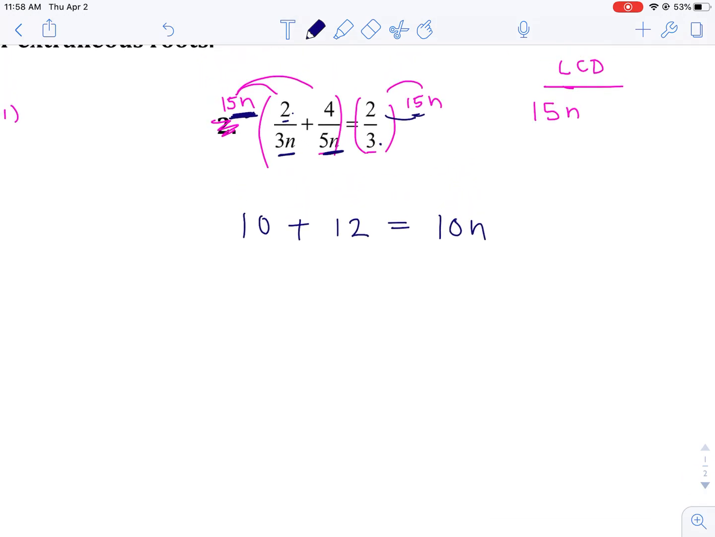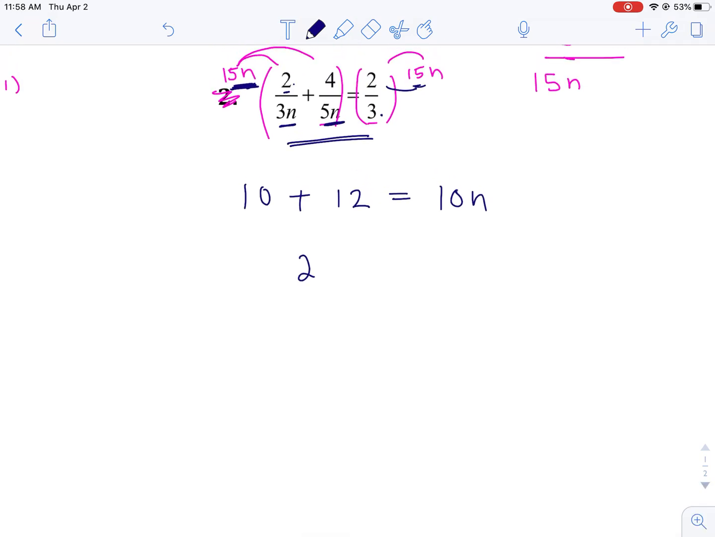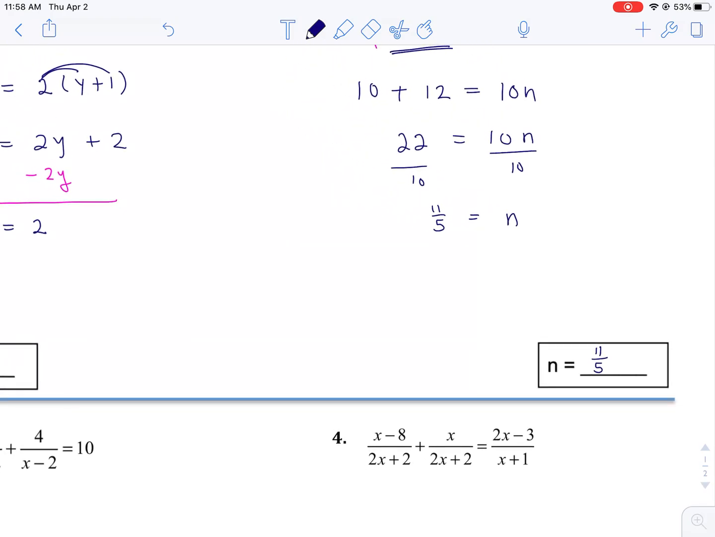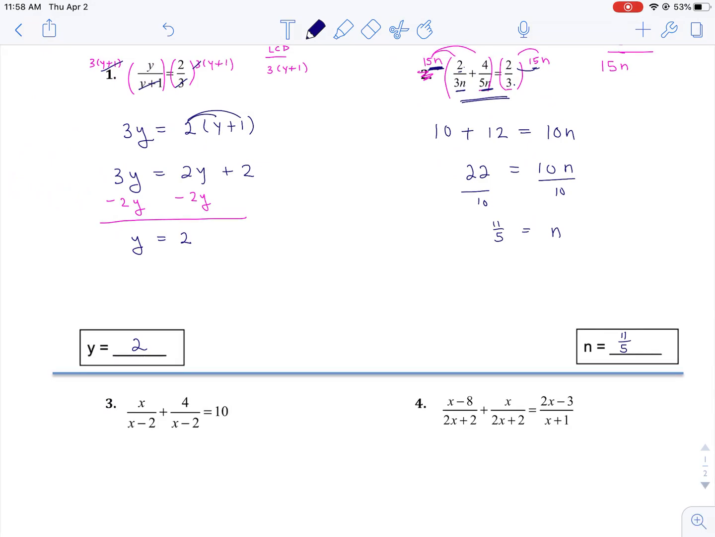And again, you could see that what was a horrible equation looks so much easier right now. So if I add this up, 10 and 12 gives 22. And if I divide both sides by 10, I got n is equal to 22 tenths, which reduces to 11 fifths. 11 fifths. And again, plug that back in. I'm not going to waste the time here in the video, but I did check it. It does work, 11 fifths. Or if you're a decimal person, I guess that would be 2.2.